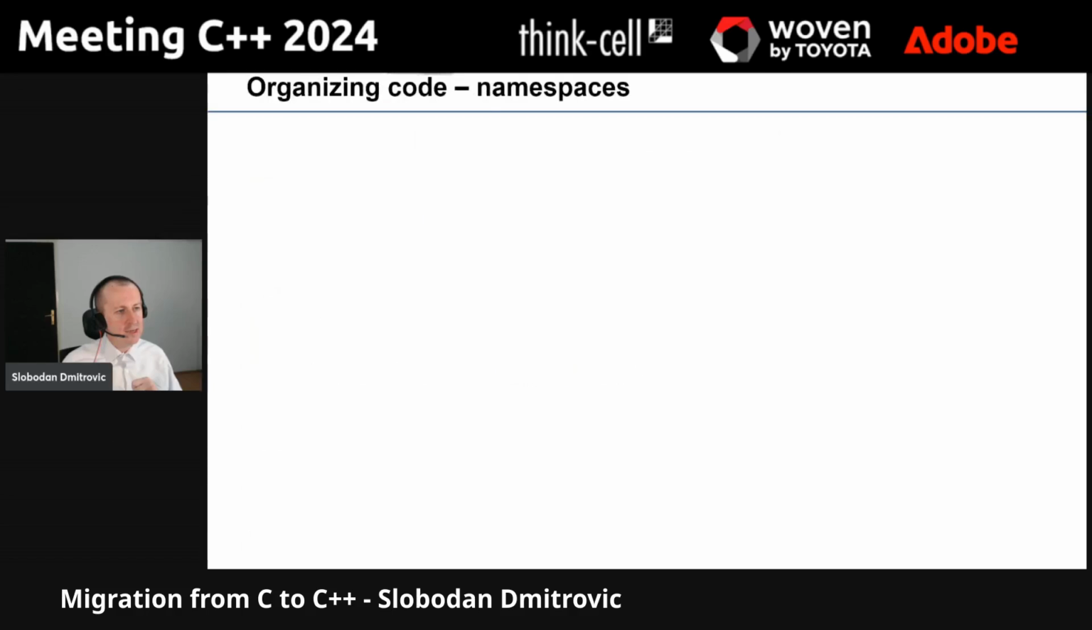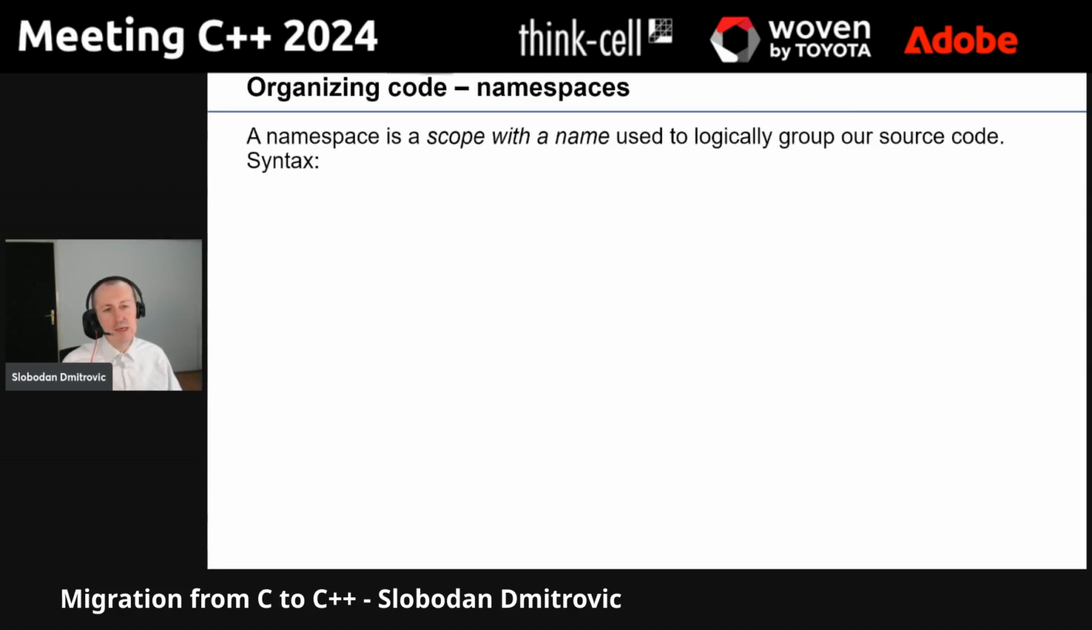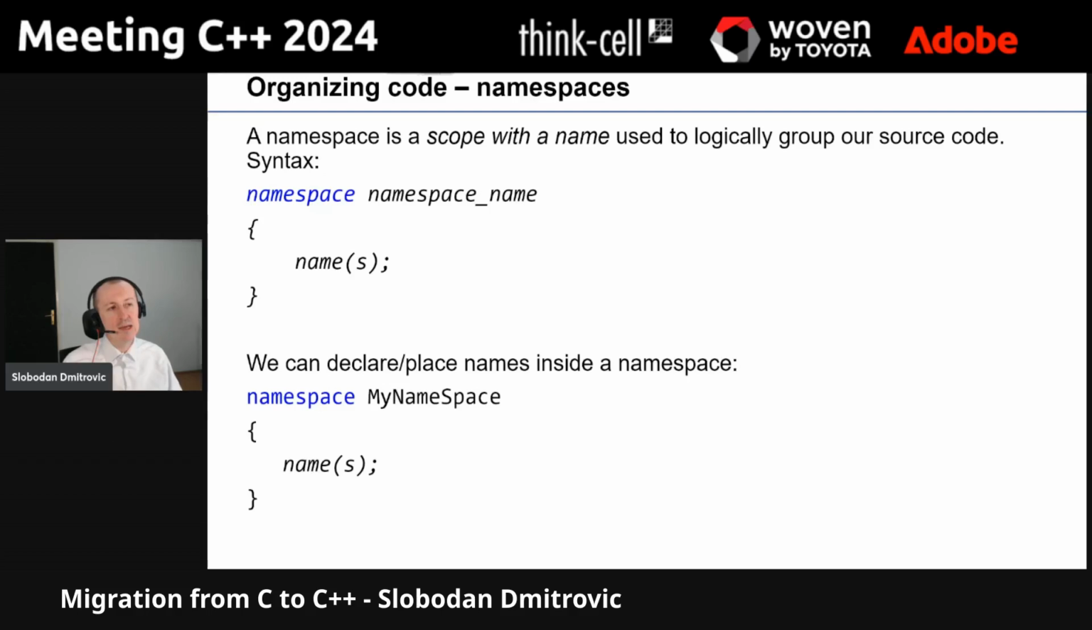Please bear with me, there are a couple more slides. So in C++, there is an additional way of organizing our code. We also have namespaces, which are basically named regions of code, named scope. So a namespace is a scope with a name used to logically group a certain portion of code. This is the blueprint for a namespace, and inside a namespace, we can declare any names we wish. So you should over time get into a good habit of organizing your C++ code into different namespaces, maybe even nested namespaces depending on the need.